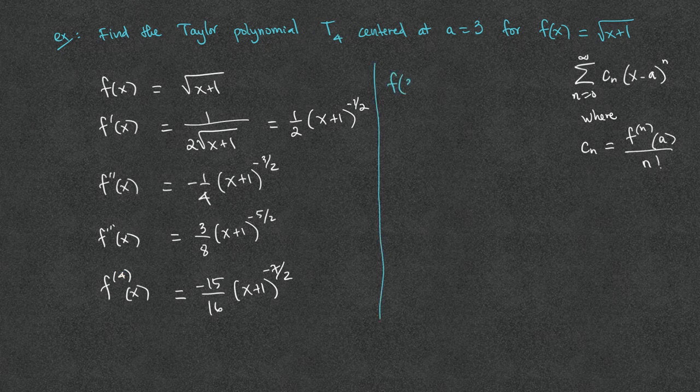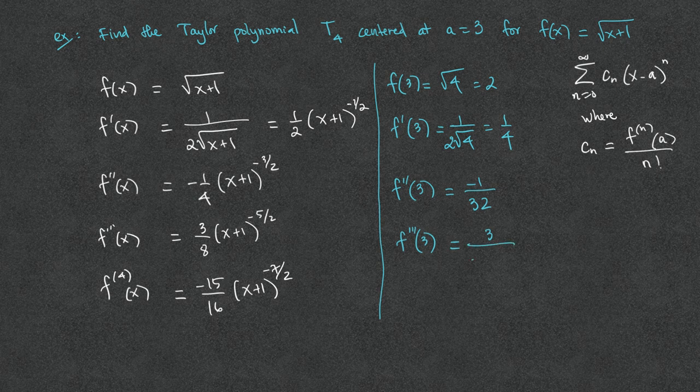We then evaluate these derivatives at a equals 3. f of 3 is the square root of 4, which is 2. f prime of 3 is 1 over 2 root 4, which is 1 over 4. f double prime of 3 is minus 1 over 32. The third derivative evaluated at x equals 3 is 3 over 256, and the fourth derivative evaluated at x equals 3 is minus 15 over 2048.